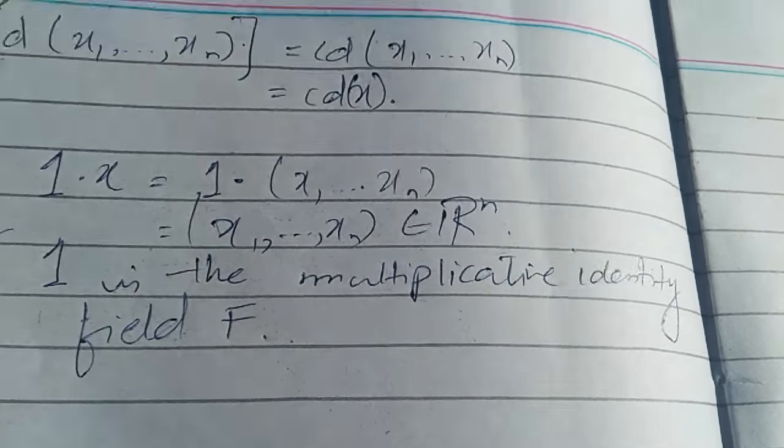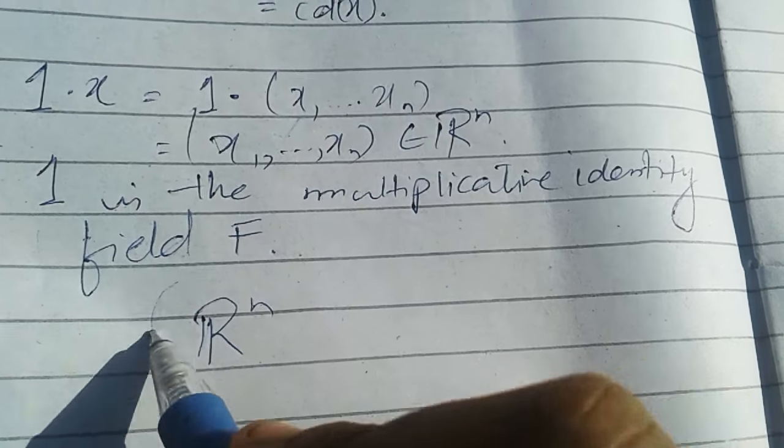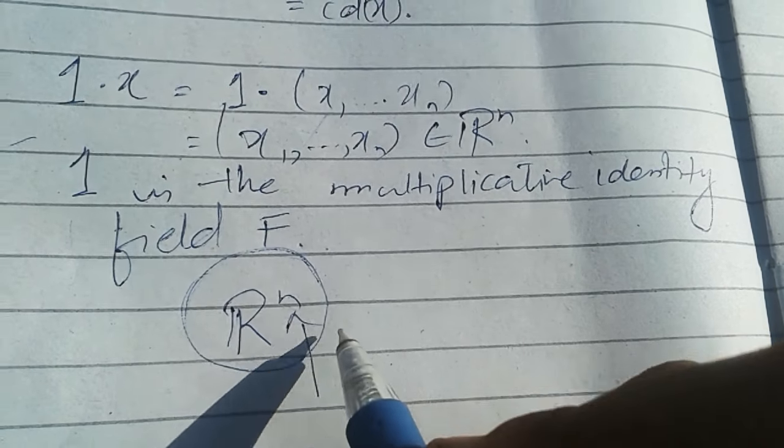So we have proved that the set we took, Rn, the set of real numbers up to n, is a vector space.